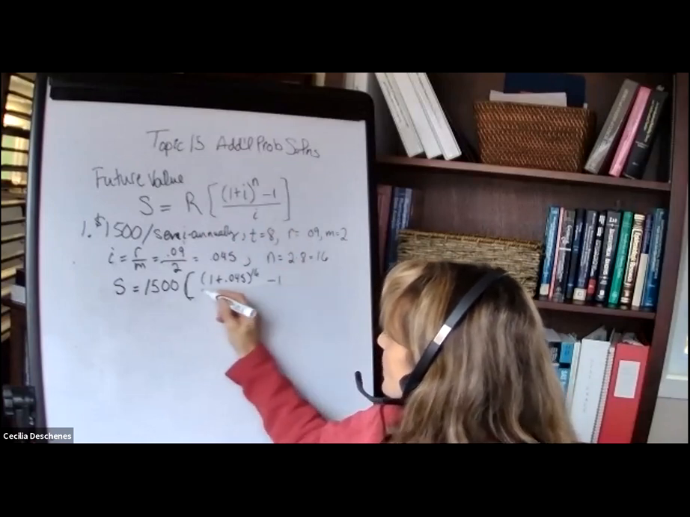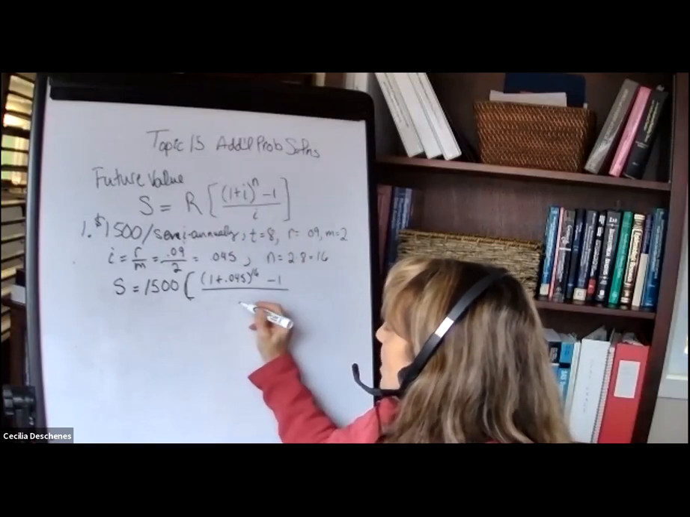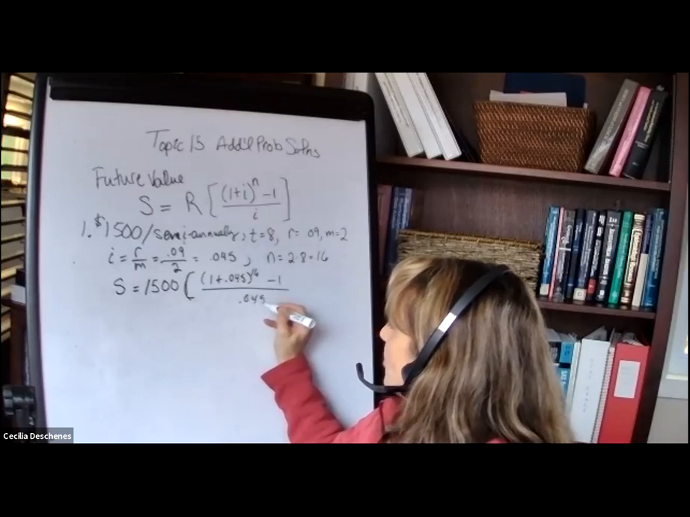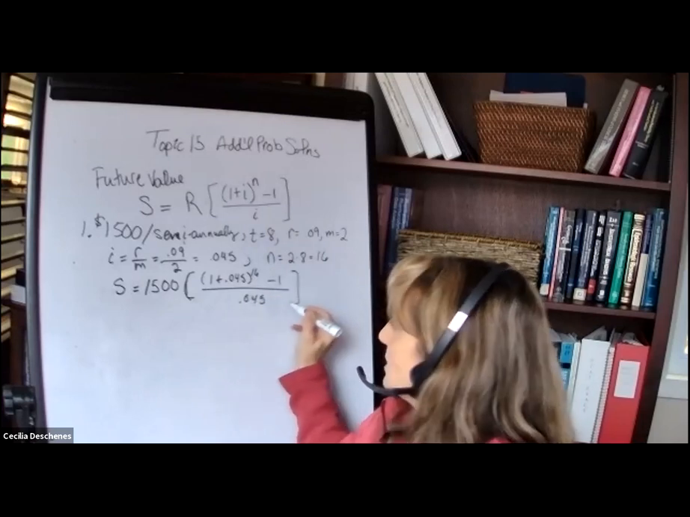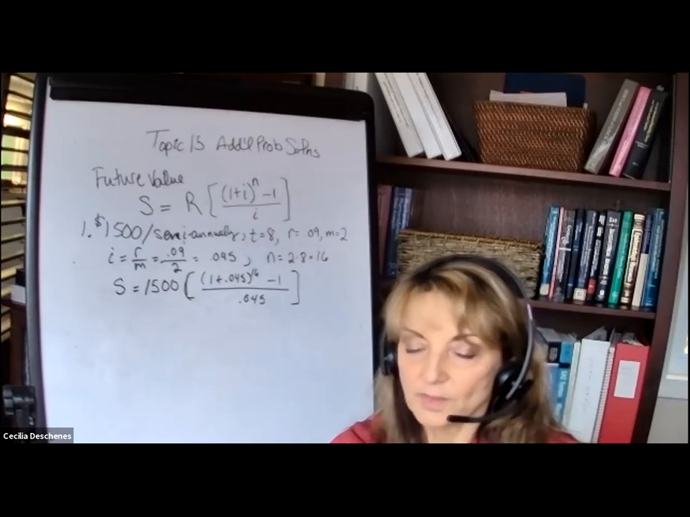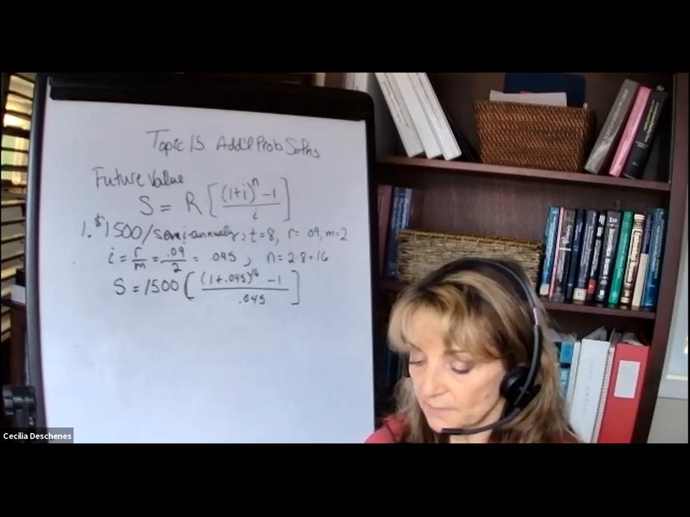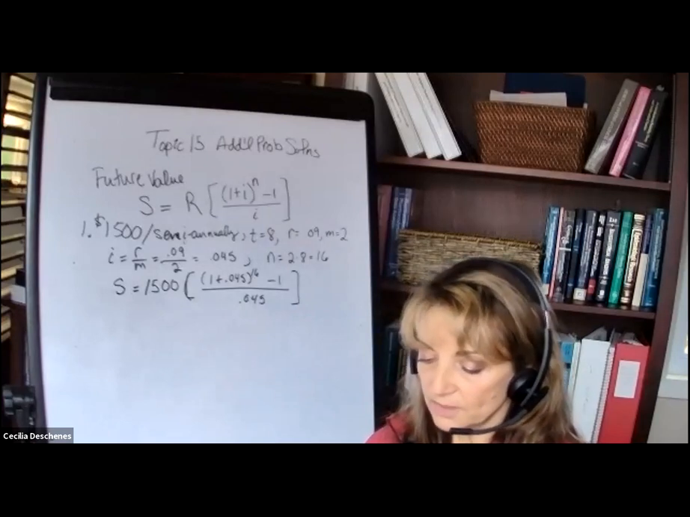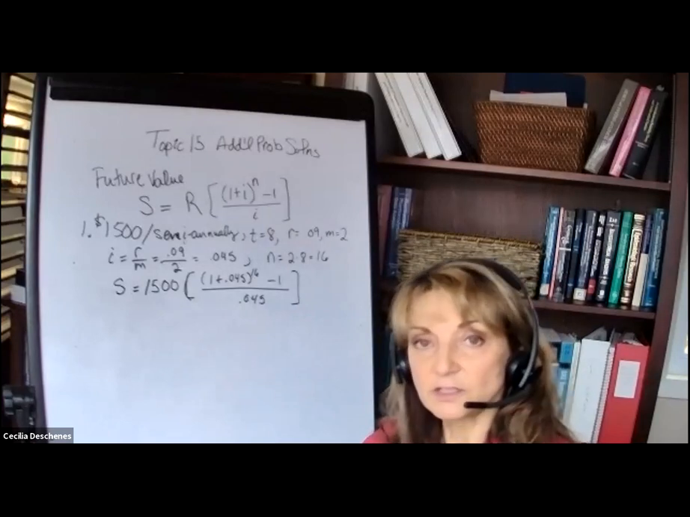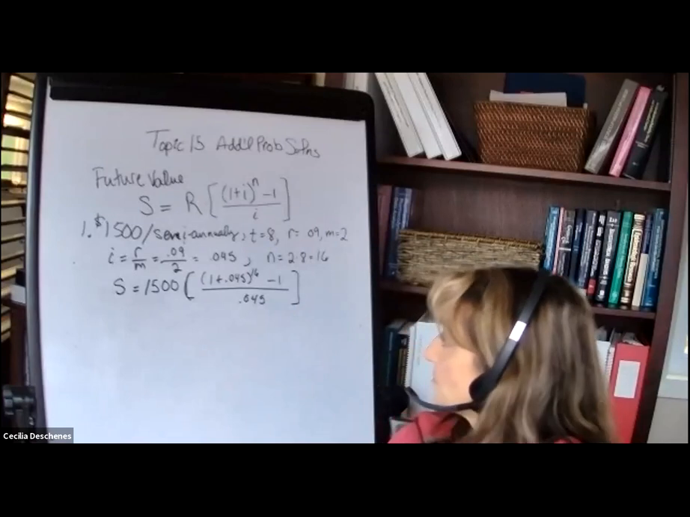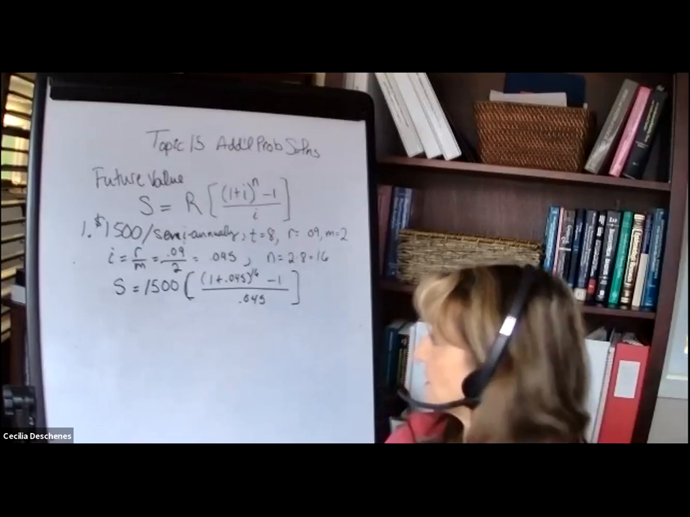And then we have a -1 outside the whole thing. And we divide the whole thing by 0.045. All right, so what you want to do is make sure that you can match me on your calculator. I know different calculators, you input this differently. So that's the part that you need to practice and make sure you get it right.